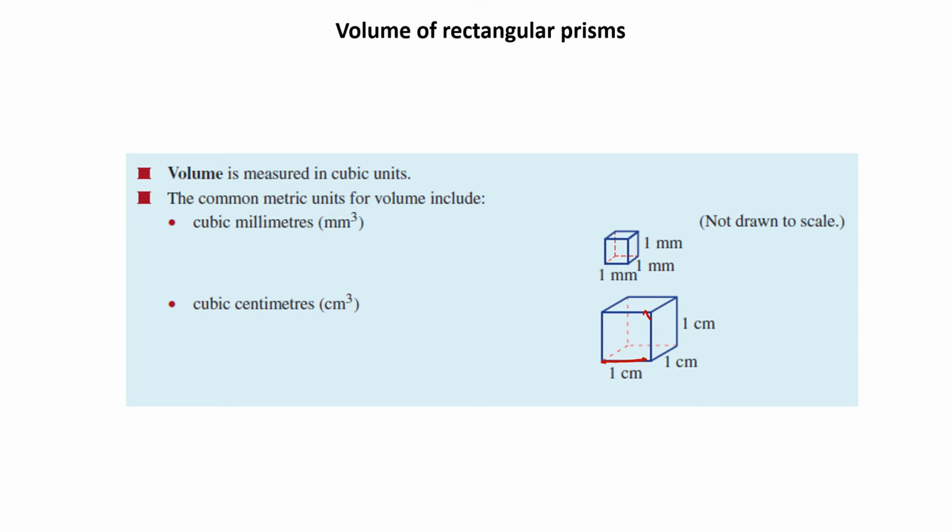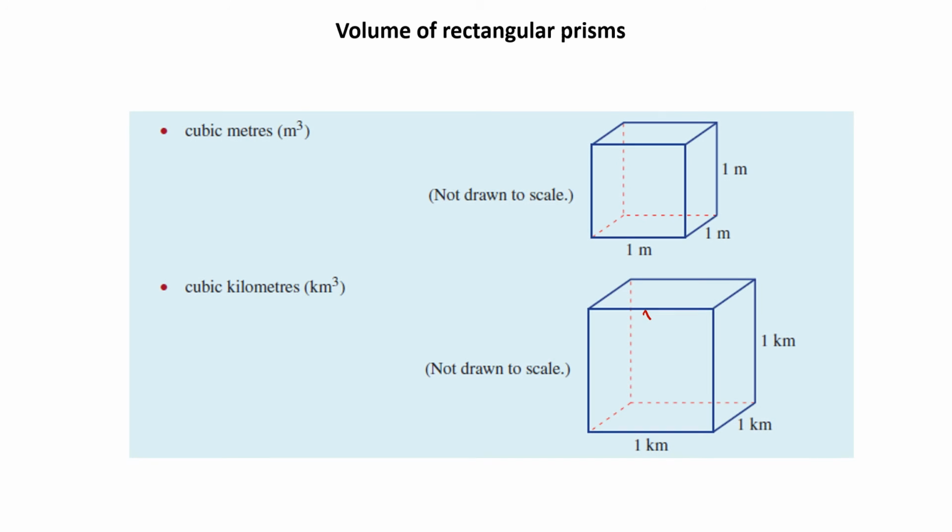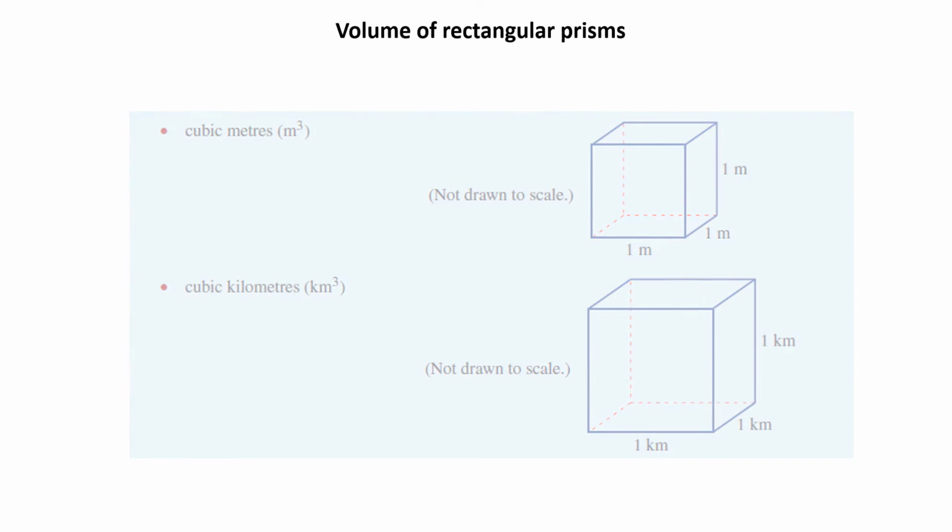And if we look at meters, we get the same thing. We get meters cubed because a meter times a meter times a meter. Same for kilometer cubed, a kilometer times a kilometer times a kilometer. We get the same sort of thing there. These are clearly not to scale because it's a lot bigger than that.